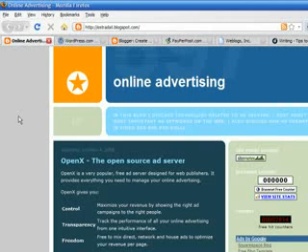After you fill out an application, be patient. Some networks have a fast approval process, while others seem to take a couple of weeks.